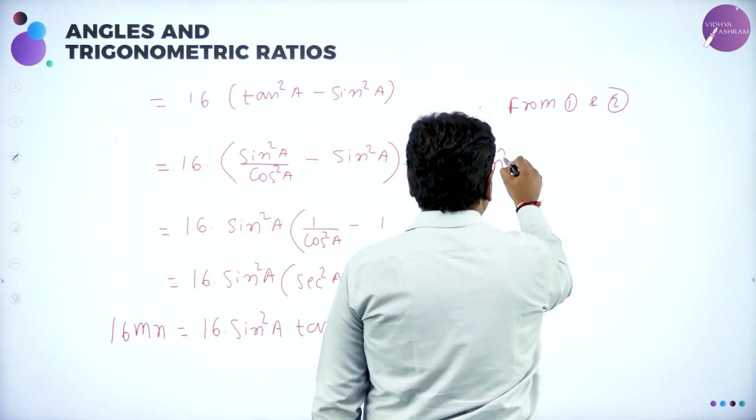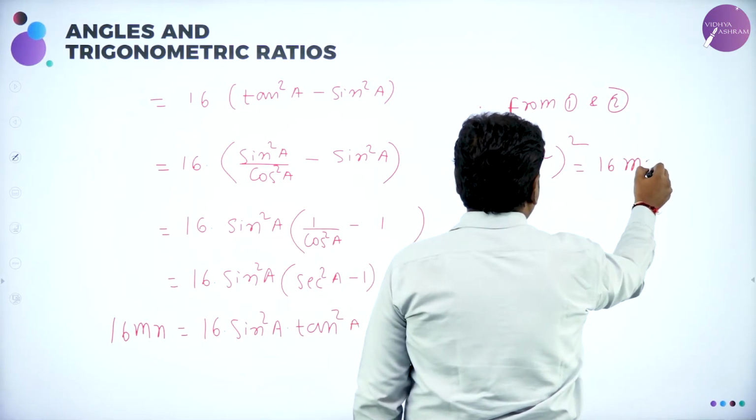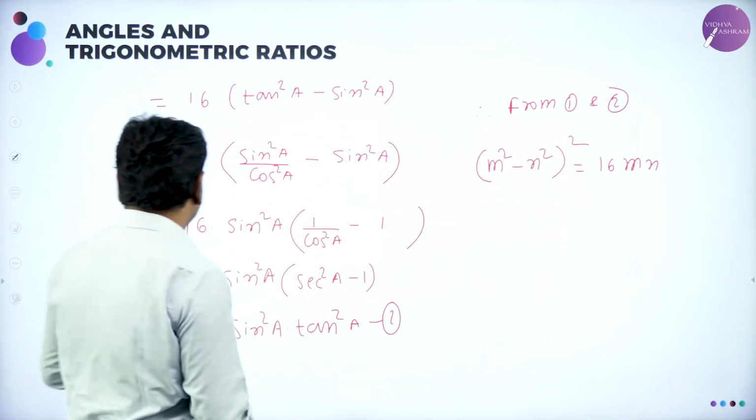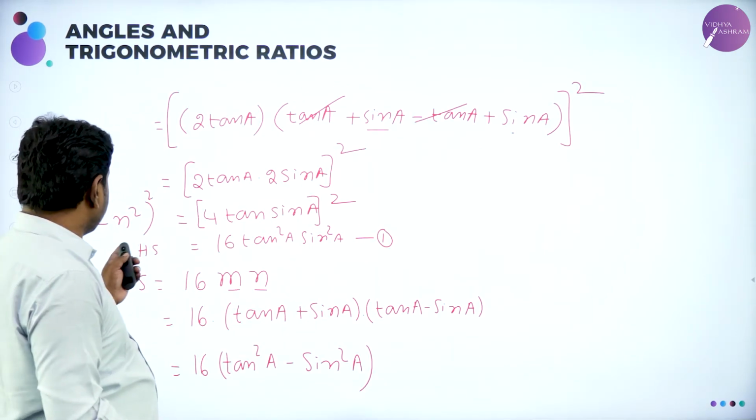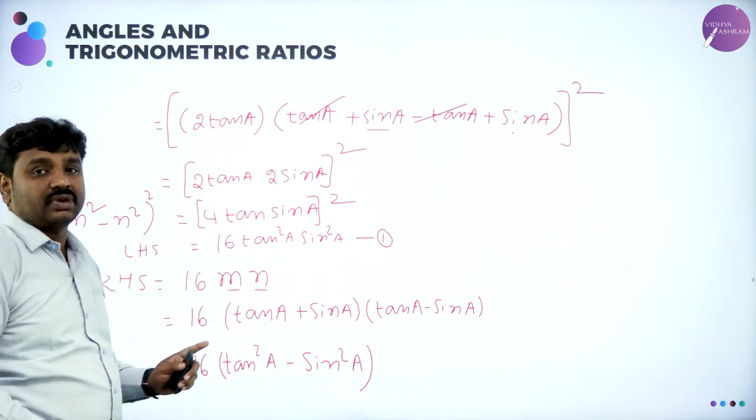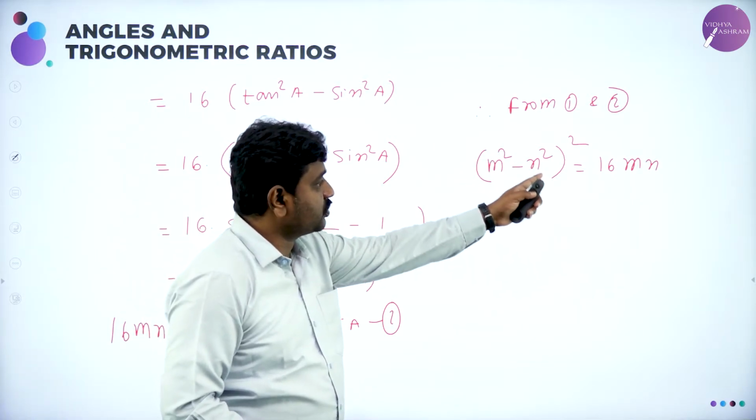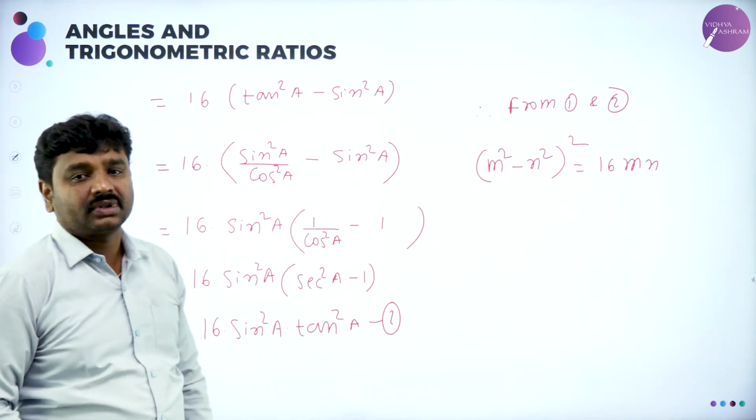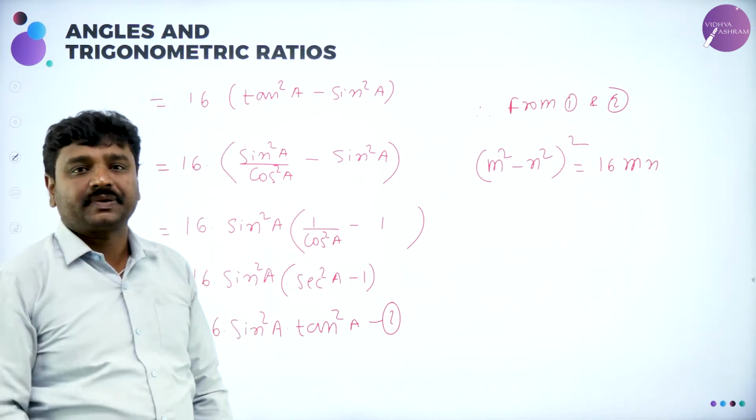m square minus n square, the whole square value is same as 16 times mn. 16 times mn is 16 sin square a tan square a, and m square minus n square whole square is also 16 tan square a sin square a. So from 1 and 2 we conclude that m square minus n square whole square is same as 16 mn. So take LHS simplify, take RHS simplify, both should match.